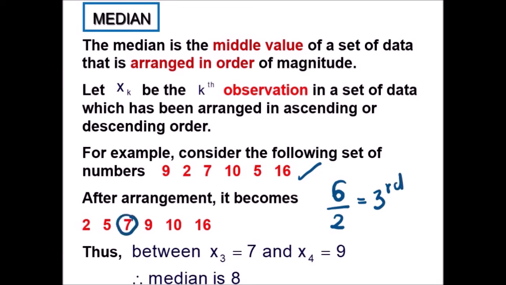When we get an integer, we have to add the next term. So the third term, x3, must be added to x4. So 7 plus 9, and then divide by 2, equals 8. Therefore, our median is equal to 8.